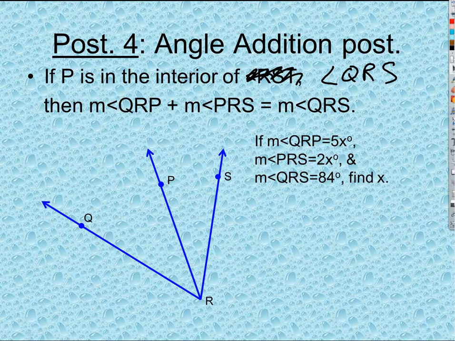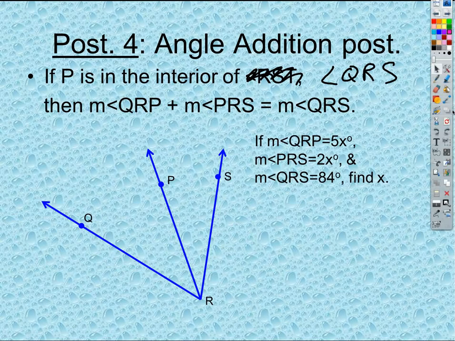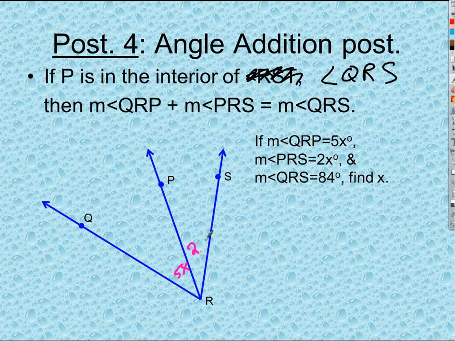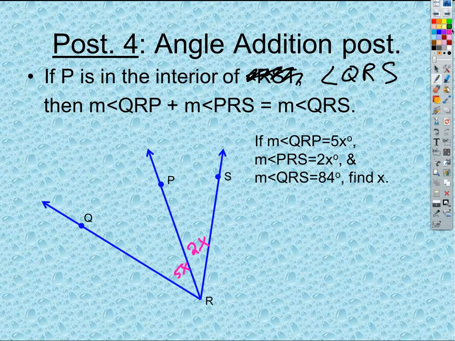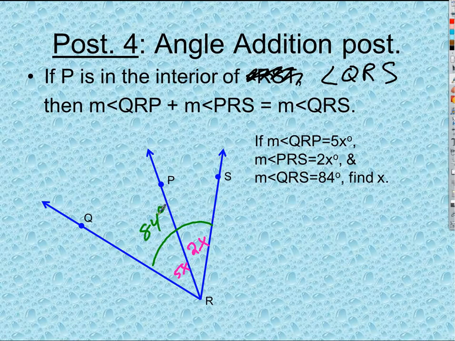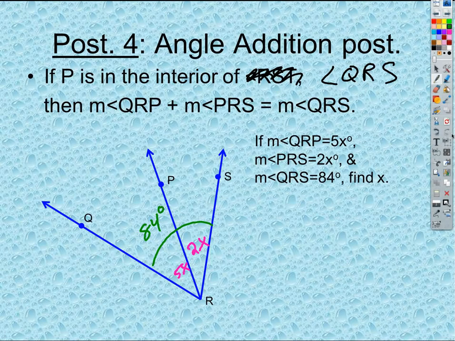What if we're told that the measure of angle QRP is 5x, so here's QRP right there, right? And the measure of angle PRS is 2x, and the measure of QRS, which is the whole thing, is 84. Could I set up an equation to solve for x? Sure. What would my equation be?